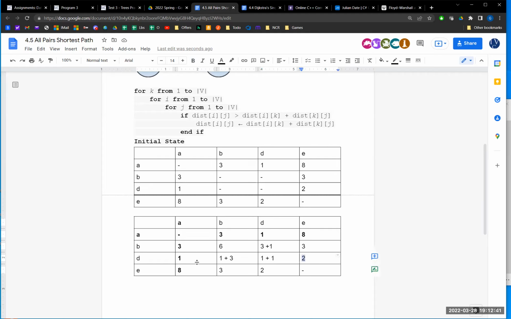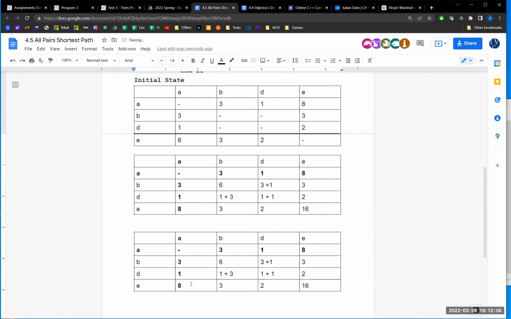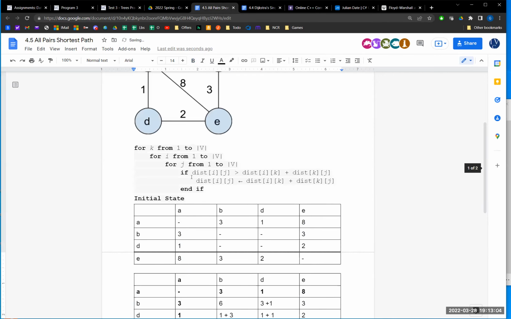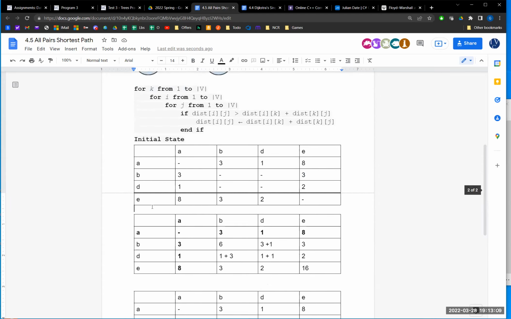All right, so 2 versus 1 plus 8, no improvement. 3 versus 8 and 3, 2 versus 8 and 1. And then we go to the old 16 here. And that is one iteration. Okay. That's for K equals 1. Now K goes to 2.